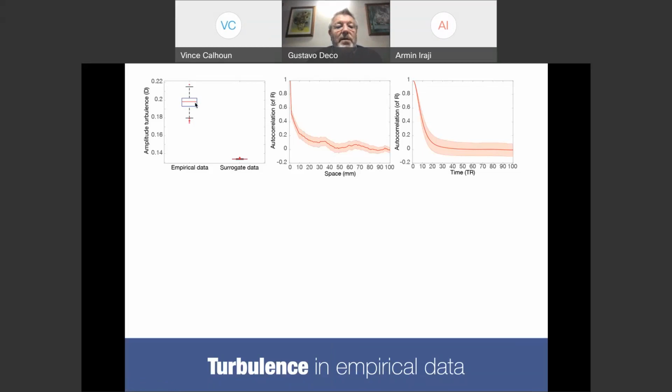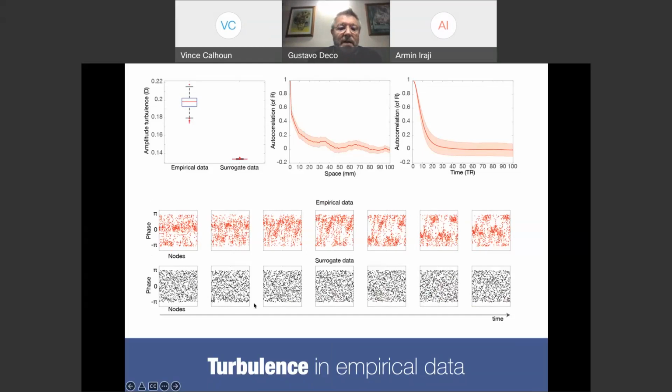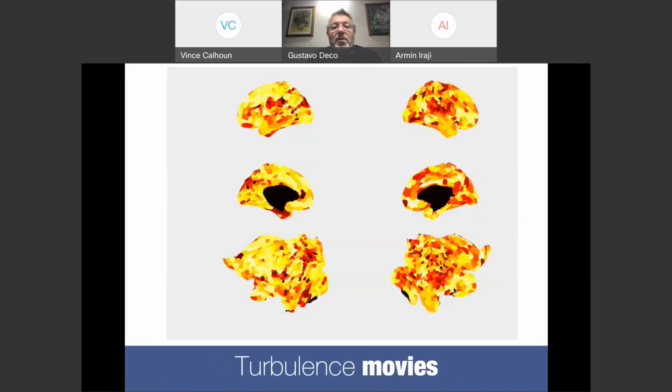In fact, just to give you a more concrete flavor, these are snapshots of the phases of the BOLD signals. This is a particular subject in the HCP. These are the 1,000 nodes, the 1,000 regions of the Schaefer parcellation, the phases of each of these regions for different time points. And what you see here is this clustering, which is reflecting those vortices captured by the local Kuramoto order parameter, and those clusters are changing a lot, of course, across space and across time. If you see that in the surrogate, you destroy all the structure and you don't see any kind of signature of turbulence.